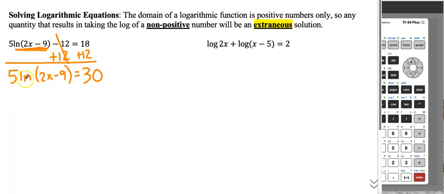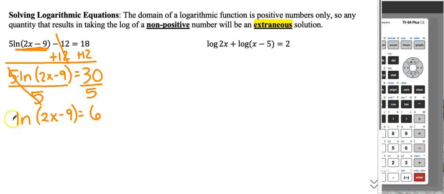Step 2, now I need to get rid of this 5. That 5 is in front of the natural log. There is no symbol next to it, so I know it's multiplication. So we're going to divide by 5, which will be the inverse of multiplying. So now I have the natural log of 2x minus 9 equals 6.